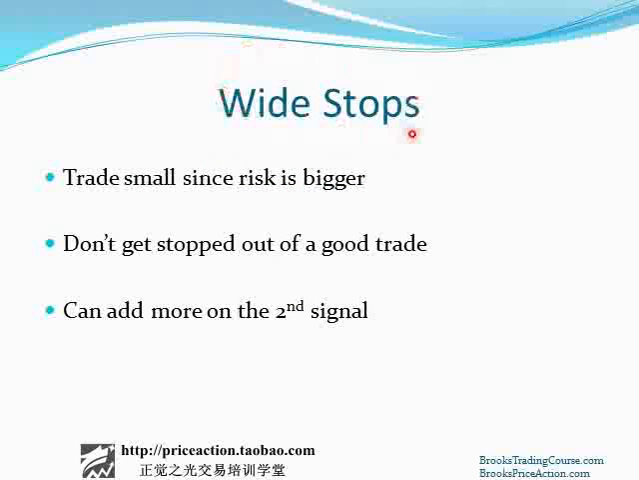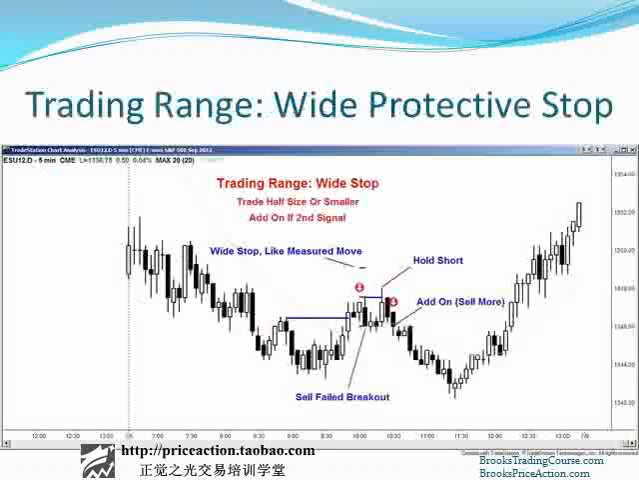One alternative to that is to use a wide stop. If you're using a wide stop, you should trade small because your risk is bigger, and it keeps you from getting stopped out of what could ultimately be a good trade. And if you're trading small and then get a second signal, you can put the rest of your position on once the second signal triggers. So let's say you took this short, right, and you were not certain if you picked the exact top. You might use a wide stop, like maybe a measured move up based on the height of the signal bar. So you trade small, you'd hold short when the market breaks above the high of this bar, and then you have a second signal. You can put the rest of your position on during the second signal.